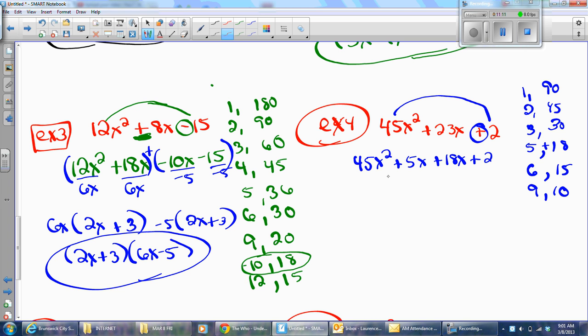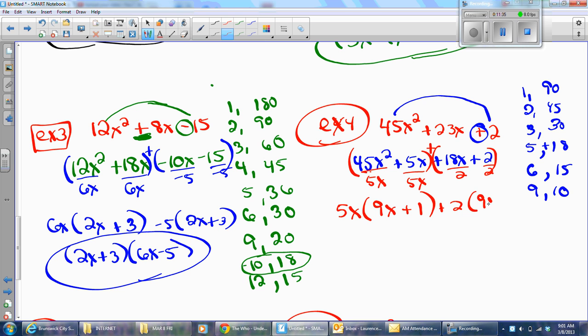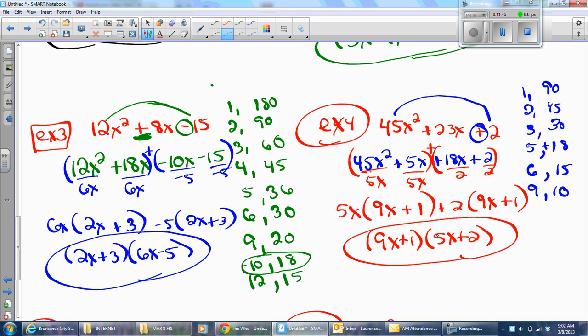Gonna do a little grouping. Always grab that sign, put a plus in between them. Looks like the GCF is going to be a 5x. GCF comes out. I divide to get 9x. 5x divided by 5x plus 1. All right, 2 and 2. 9x plus a 1. Look at that. I have a quantity of 9x plus a 1 that I'll factor out and a quantity of 5x plus 2. And man, I'm getting good at this.